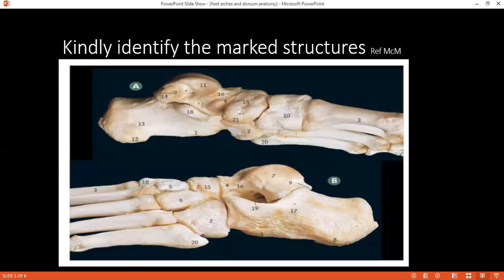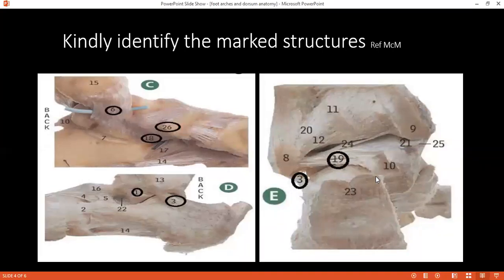Can you please tell me the lateral arch? The lateral arch is formed by the calcaneum, the cuboid bone, and the lateral two, sorry, all metatarsal. Right. Okay, good. Thank you.